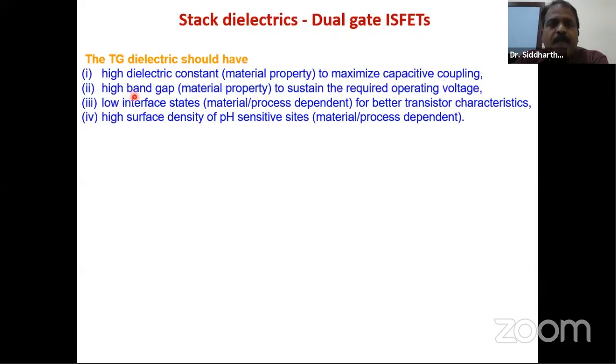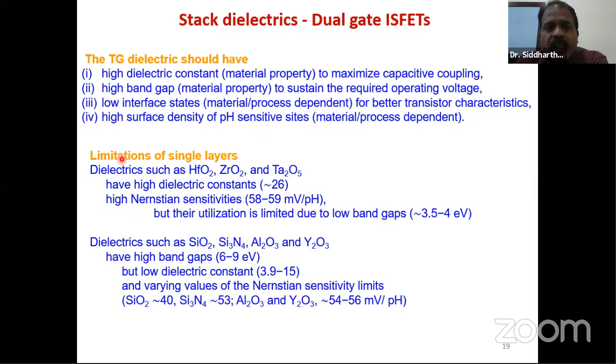It also needs to have a high band gap to sustain the operating voltage, low interface states for better transition characteristics, and a high surface density of pH sensitive sites, which is needed for what is called a high buffer capacity. Now, if you look at any single material, it will not necessarily satisfy all the requirements.